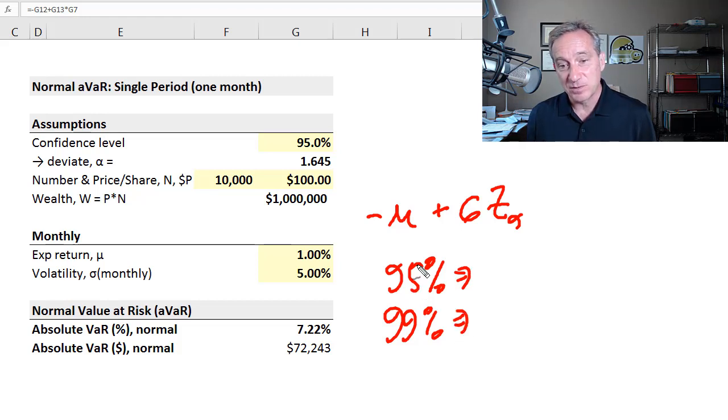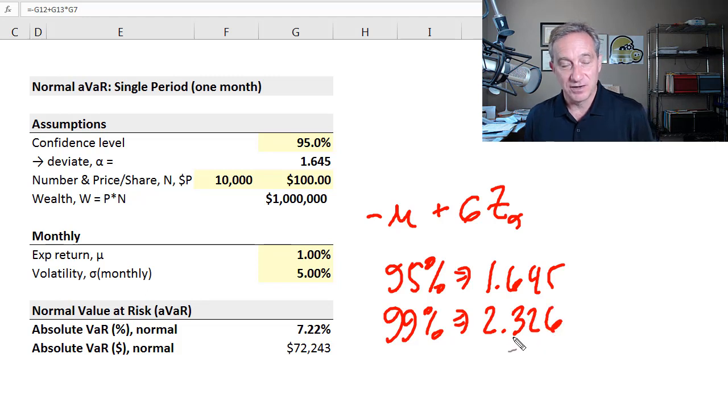that the 95% confidence for this normal distribution associates with 1.645. On exam, it's fine to round this out to 1.65, very common to do that. And for 99%, of course, that's 2.326, very common to round this to 2.33. And of course, these are normal deviates, but they are one-tailed, right?